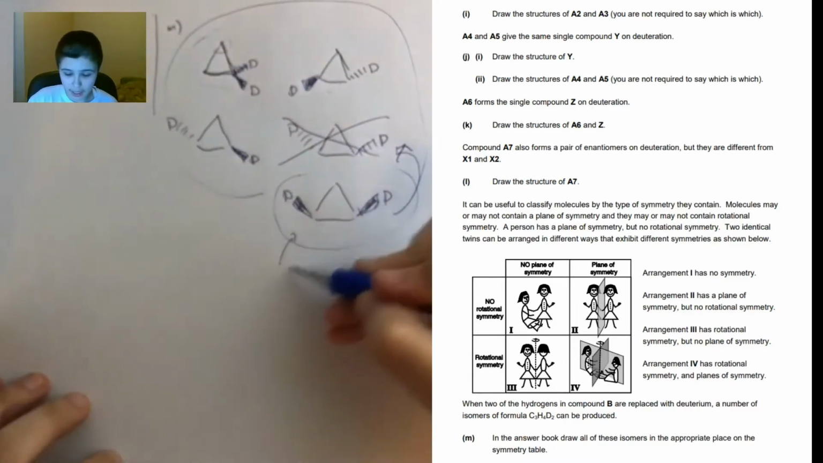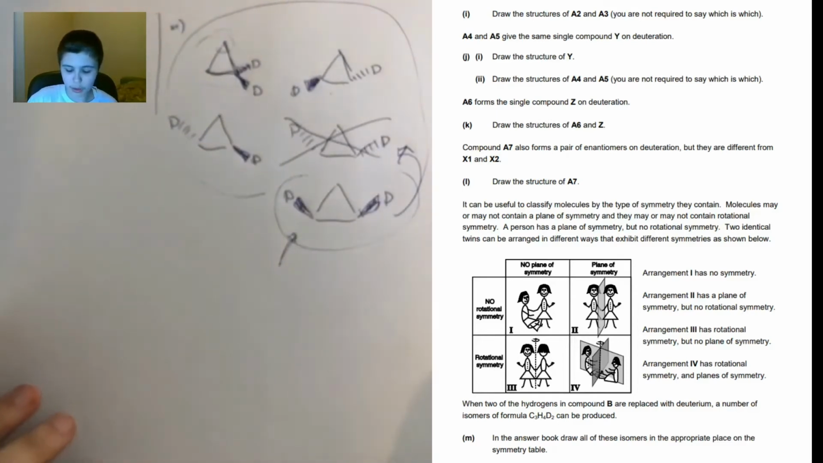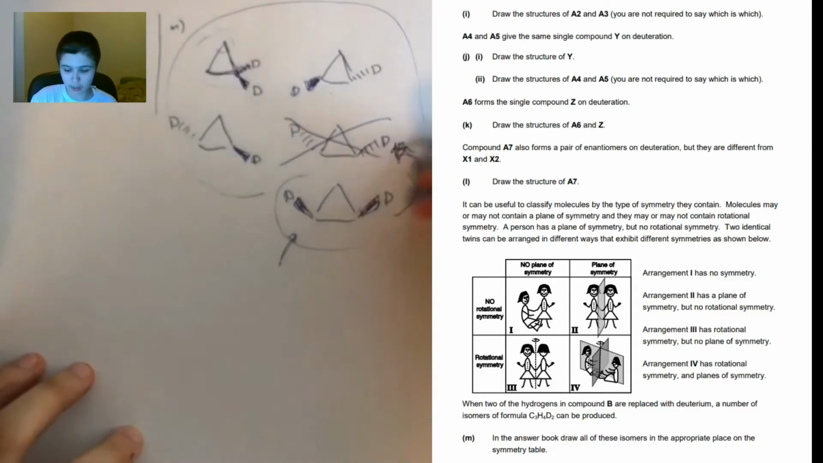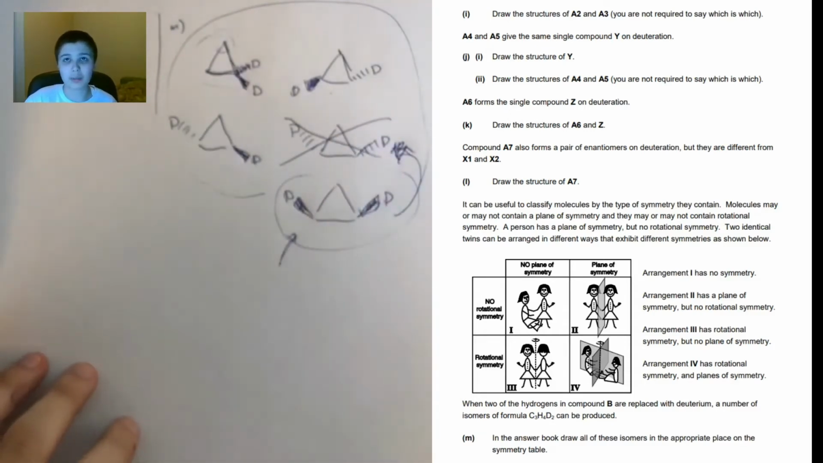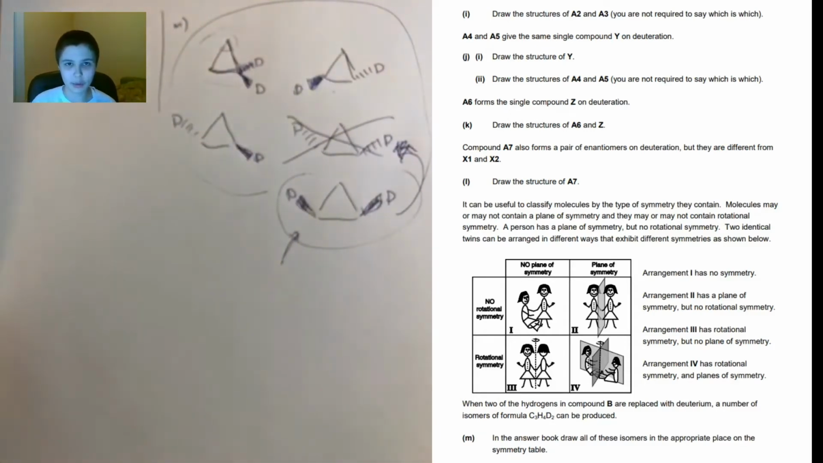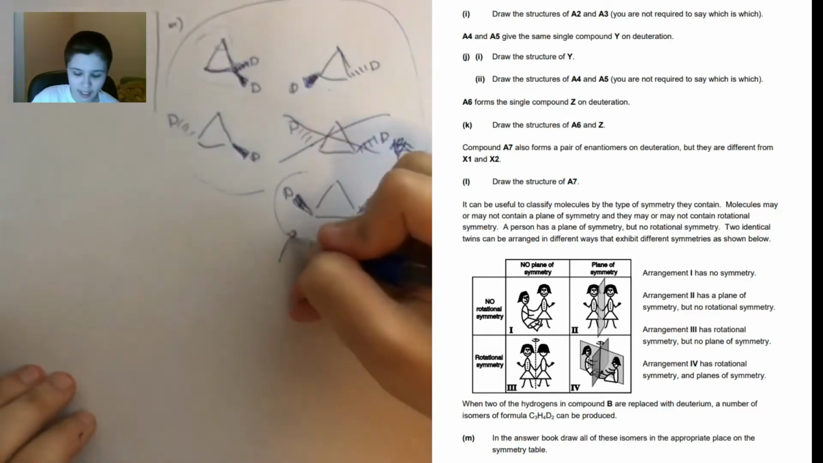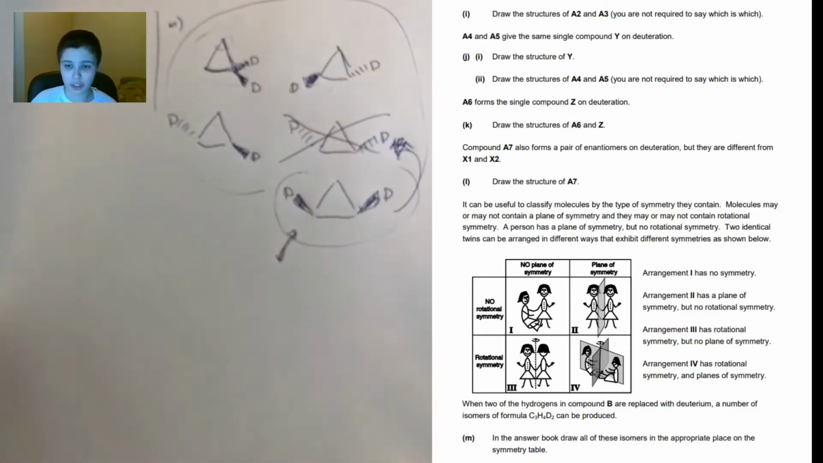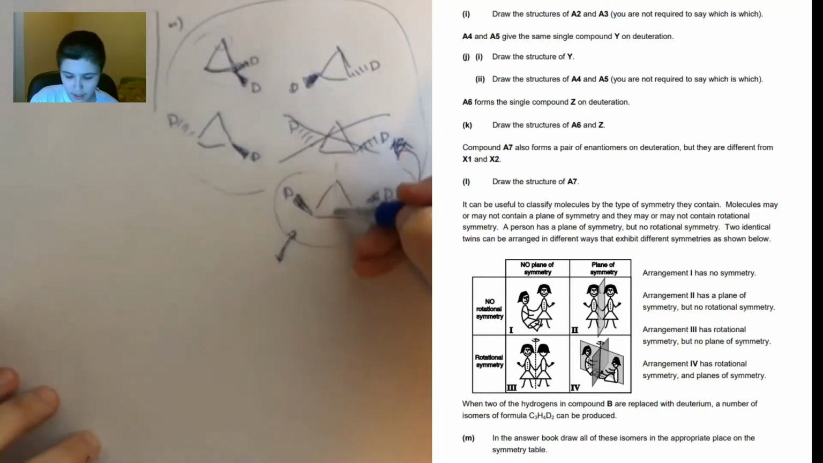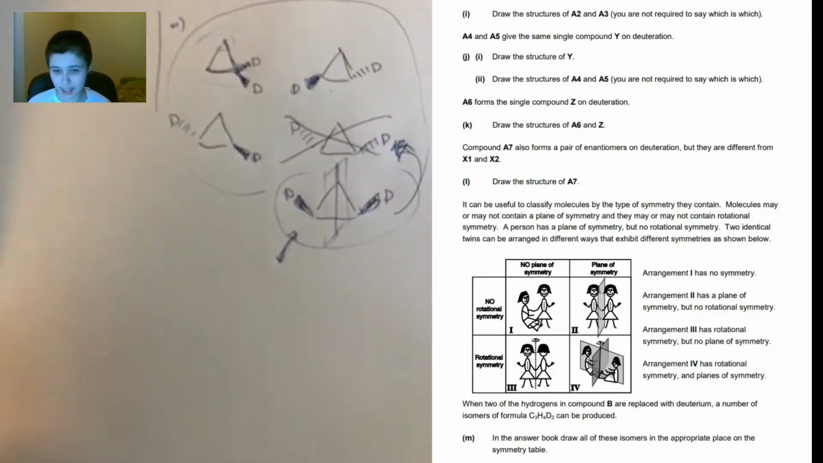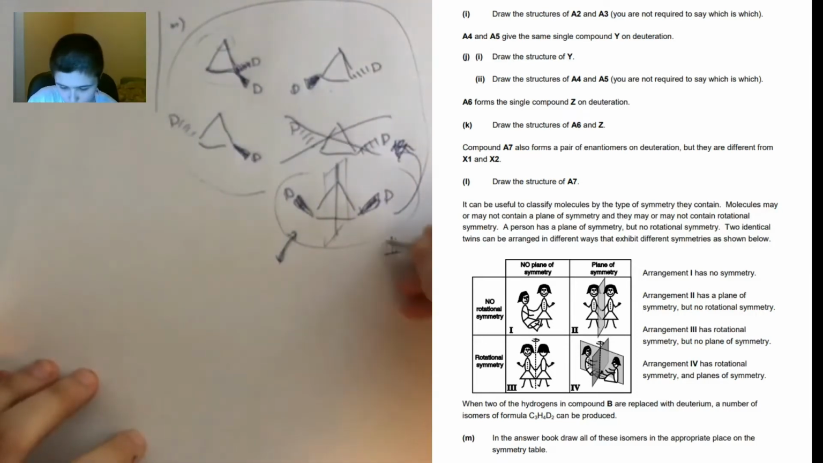Now, looking at this particular case, if you rotate it by 180 degrees, you're going to get a completely different looking compound than what we had originally, meaning that it does not have rotational symmetry. However, it does have plane symmetry, because this is my plane over here, in the middle. That means it goes into no rotational symmetry, plane of symmetry, so this is 2.